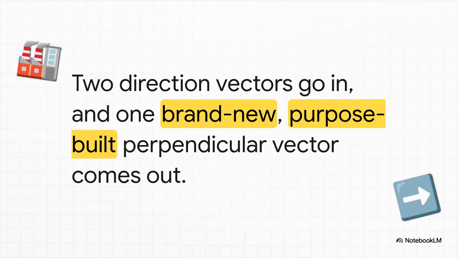You know, a really simple way to picture this is like a little factory. Your two input vectors, your two directions, they go in one end. The cross product machine does its thing, and what comes out the other side is a brand new purpose-built vector perfectly engineered to be at a right angle to both of your inputs.